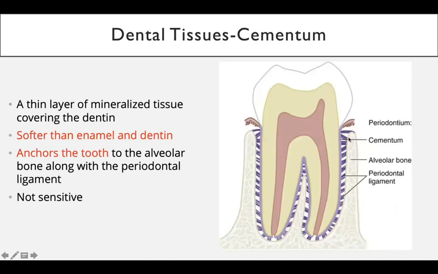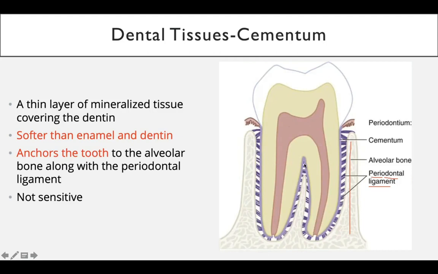Cementum. Now we go to the cementum. So where the cementum is, if you see the alveolar bone, this is the alveolar bone, all of it. Next to the alveolar bone is the periodontal ligament. Peri, surrounding what? Odon, tooth or teeth. Periodontal ligament.